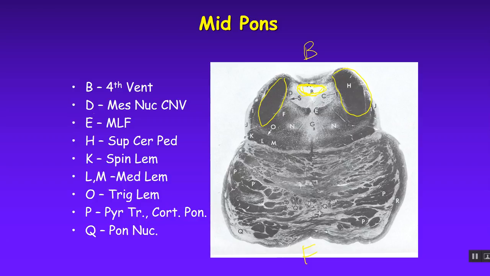So D. D is this little region right here on this side. D is the mesencephalic nucleus of cranial nerve number 5. Remember what it does? It's pretty small. It's associated with proprioception from the TMJ, your temporomandibular joint. So remember where that little mesencephalic nucleus is sitting up in the pons for trigeminal nerve number 5, the mesencephalic portion of it.